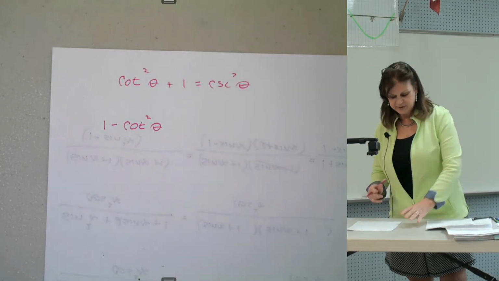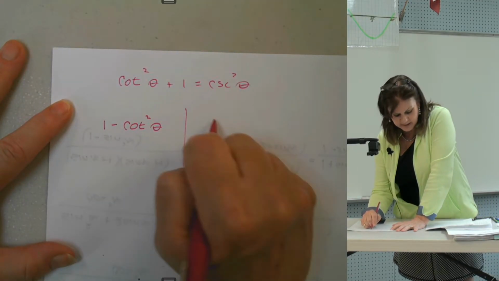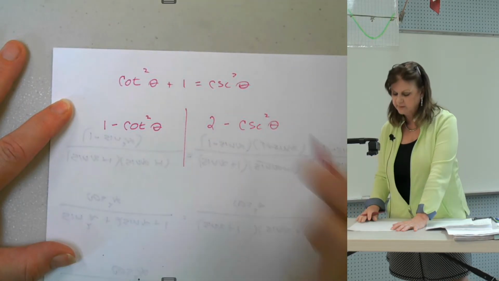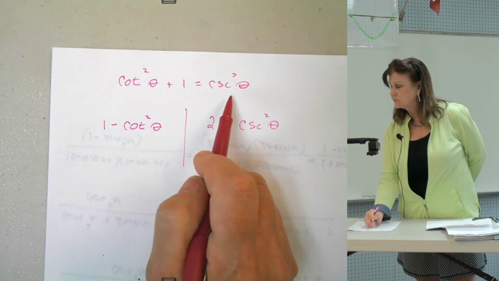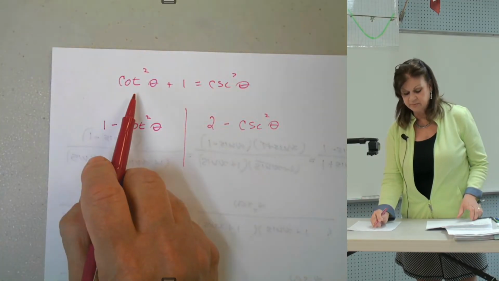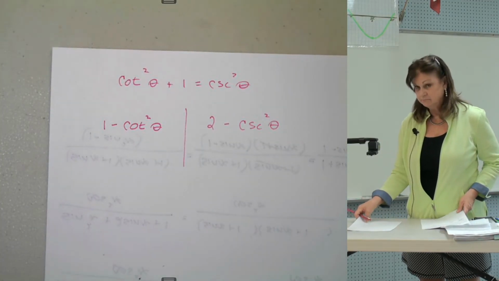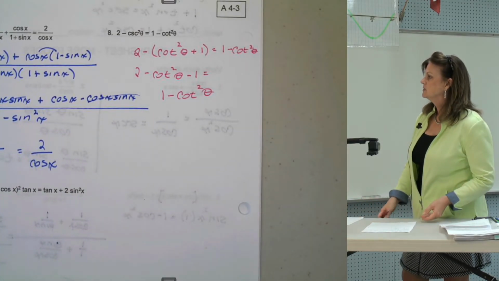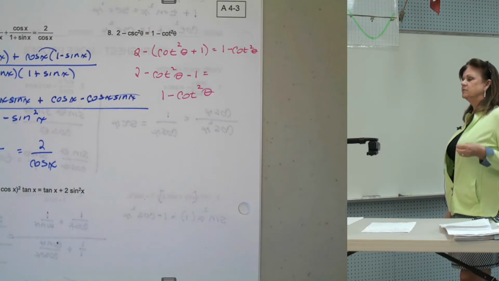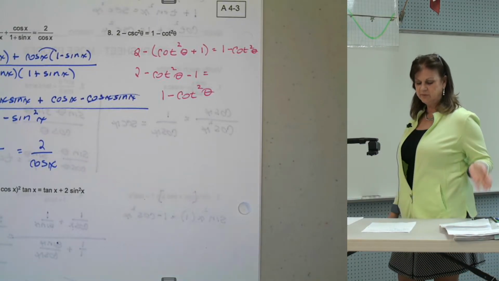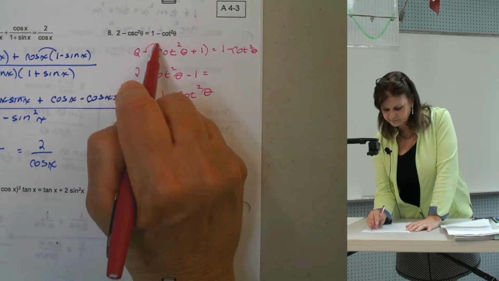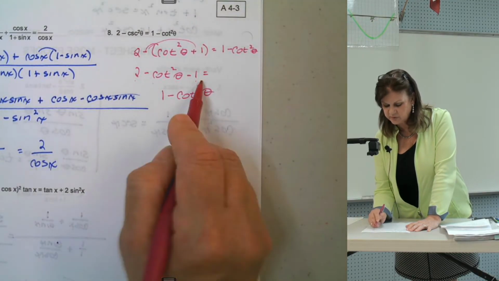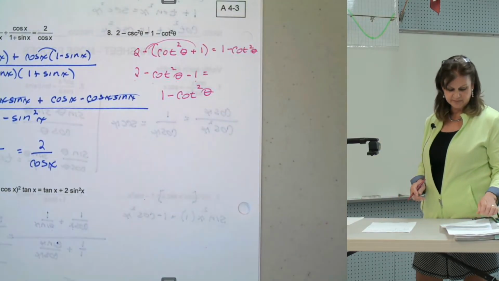So my other option is to look at the other side of the problem and say, hey, I've got 2 minus cosecant squared theta. Well, cosecant squared theta is cotangent squared theta plus 1. So that is what I did. So now I've got 2 minus cotangent squared theta plus 1. I'm going to distribute the -1. So I've got 2 minus cotangent squared theta minus 1, which of course is 1 minus cotangent squared theta.